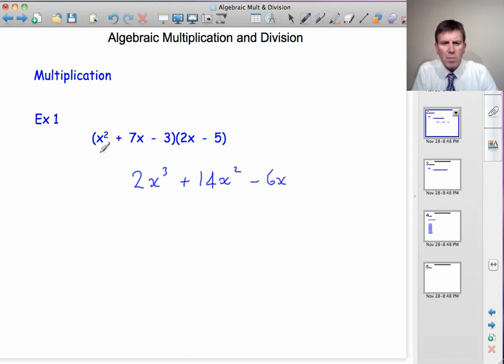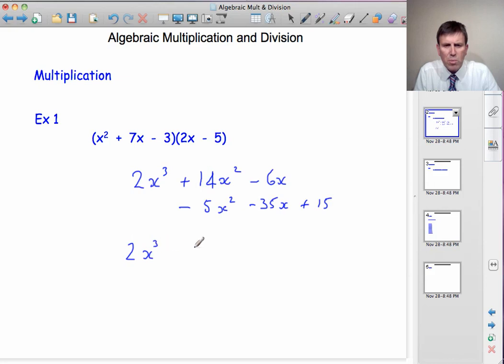Minus 5 times x squared is minus 5x squared. And I think it's helpful if you set it out aligning the x squareds. Minus 5 times plus 7x is minus 35x. And finally, minus 5 times minus 3 is plus 15. Now, by setting it out in this sort of grid format, it makes the terms easy to collect together.